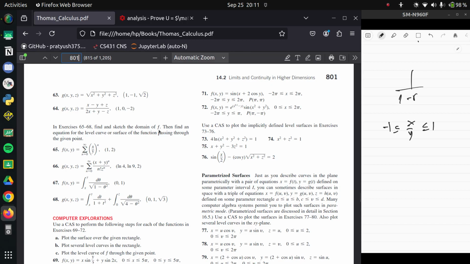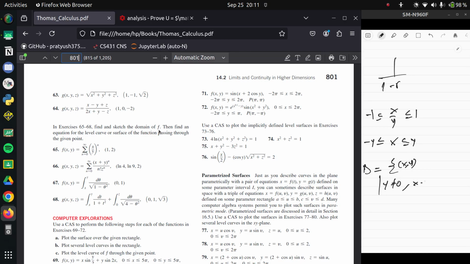So what you really have is x should be less than or equal to y and bigger than or equal to minus y. Yeah, so for a given y this should happen. For y equal to 0, you don't do that because it's undefined. So the domain is everything where y is not 0, so it's all (x, y) such that y is not equal to 0. Next, the other rule is x is in this range, and that's pretty much the only rule. You don't need to have anything more.